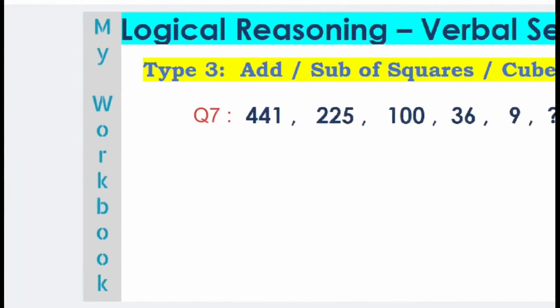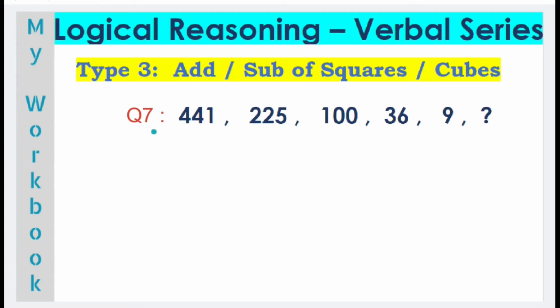One more sum of similar type. Question number 7. 441, 225, 100, 36, 9. What will be the next number? So the series is decreasing in nature and the difference between successive elements is also quite sharp. Can we think about dividing the numbers by a common factor? Except for 100, all other numbers are divisible by 3, correct?